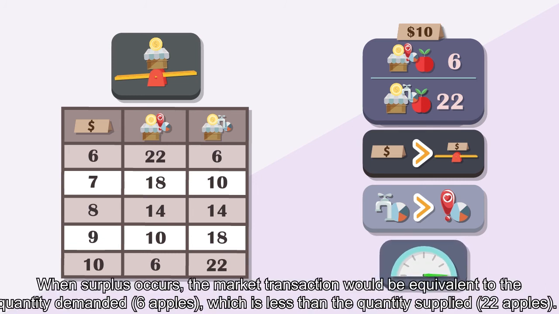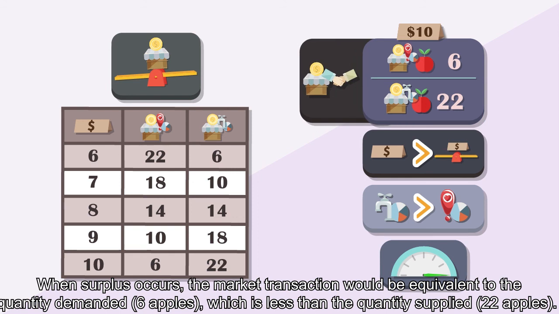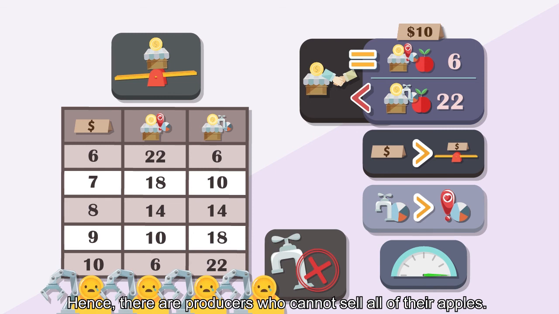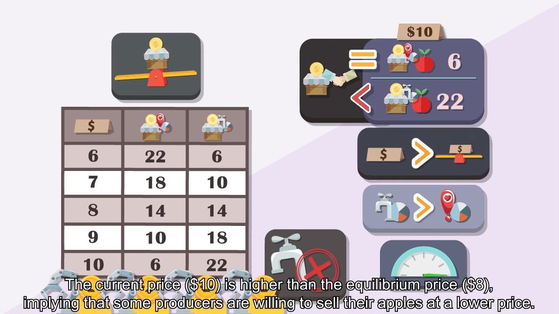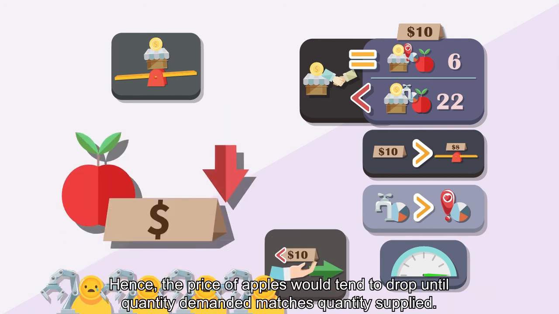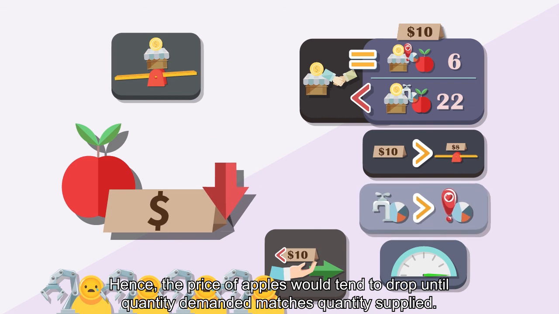When a surplus occurs, the market transaction would be equivalent to the quantity demanded, 6 apples, which is less than the quantity supplied, 22 apples. Hence, there are producers who cannot sell all of their apples. The current price, $10, is higher than the equilibrium price, $8, implying that some producers are willing to sell their apples at a lower price. Hence, the price of apples would tend to drop until quantity demanded matches quantity supplied.